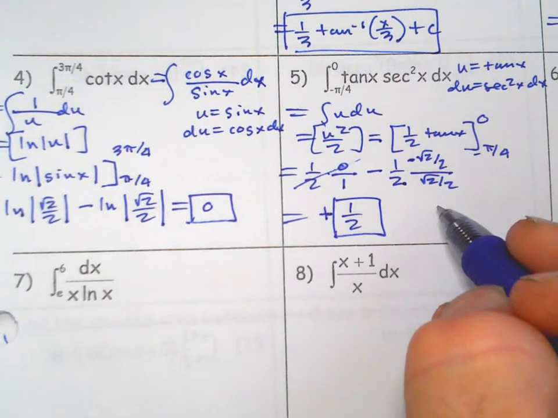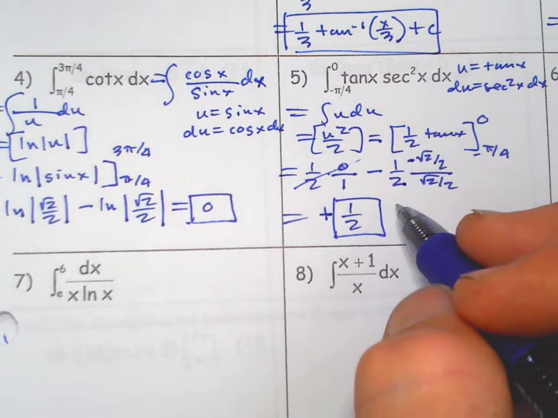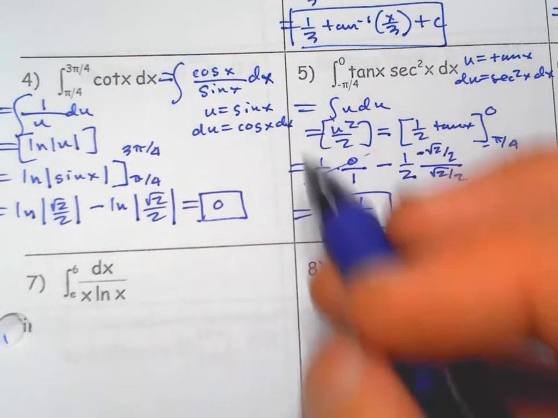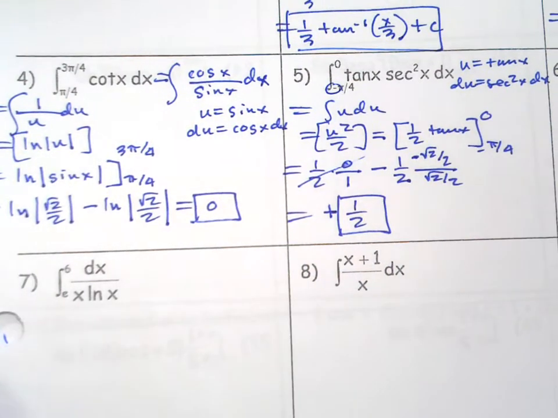Or negative 1/2? Positive. I think it should be positive 1/2. I think in my work, there's a negative here. Somehow in my worksheet, I ignored that. So it should be negative pi over 4.